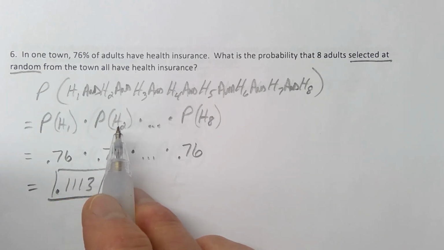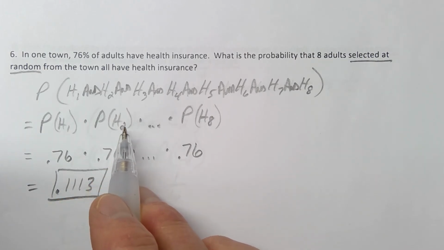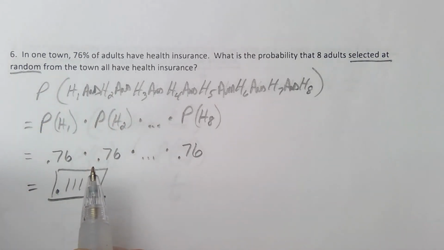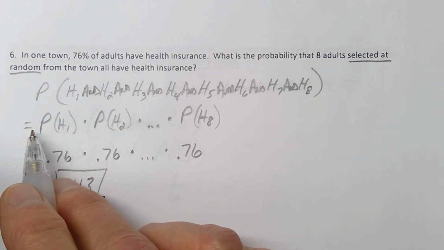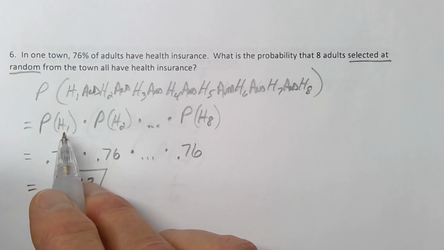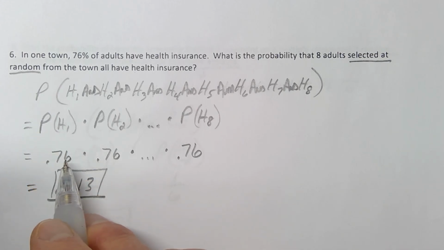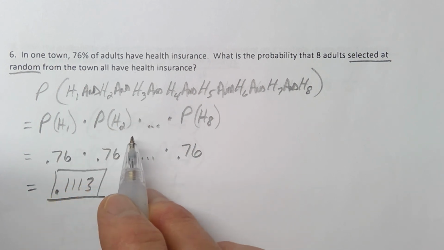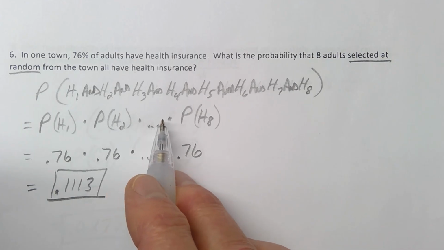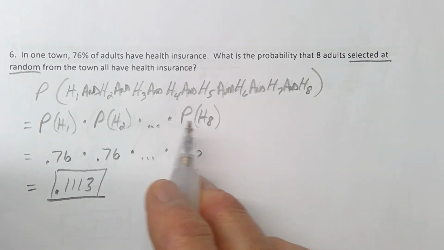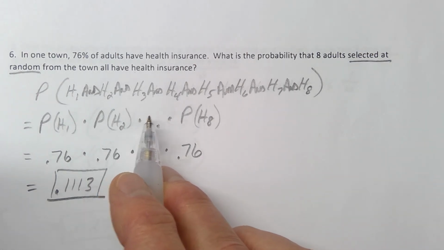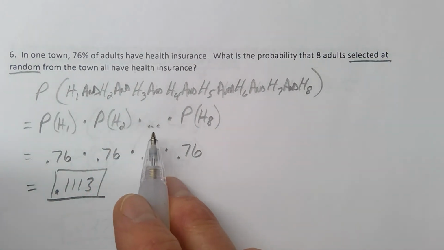Now I'm cheating a little bit. I'm supposed to say the probability of H2 given that H1 happened. Well, I'm cheating a little bit. Since the probability is not going to change, I don't really need that given-that part in the formula. So it's just going to be the probability the first one has health insurance, 76%, or 0.76 is easier, times the second one, it's still 76, times the third one, fourth one, fifth one, sixth one, seventh one, and then times the 8th one. When you leave out a bunch here in the middle, you can get away with doing a dot-dot-dot. That says all the people in the middle of the series were left out, but they're there.